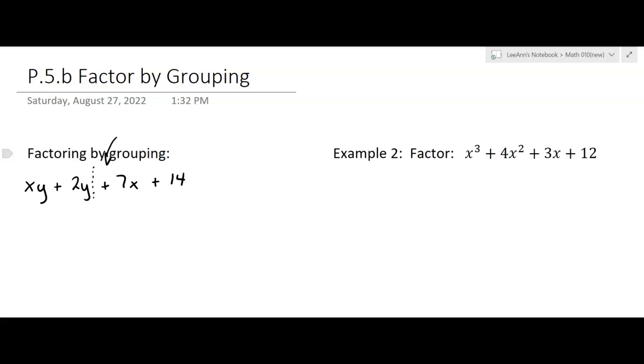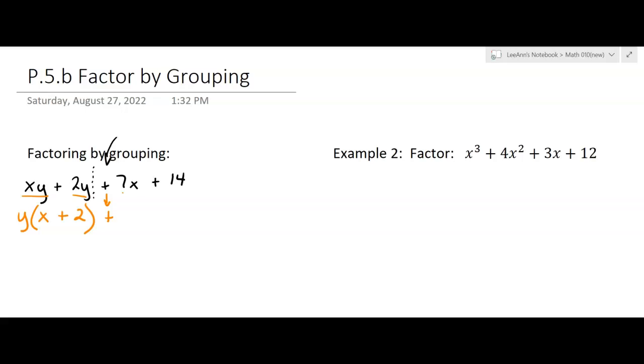Now, look at just the first 2 terms. So look at just xy and 2y. What's the greatest common factor? What do they have in common? They have a y in common. So I'm going to factor out the y. And if I factor out the y, if I divide them both by y, I get x plus 2. Okay. And then I'm going to put this addition sign right there. That sign just comes straight down.